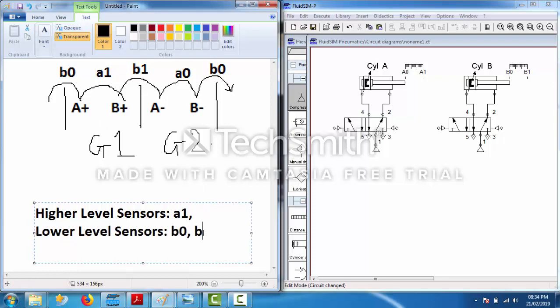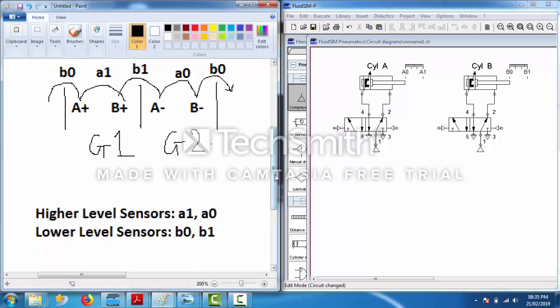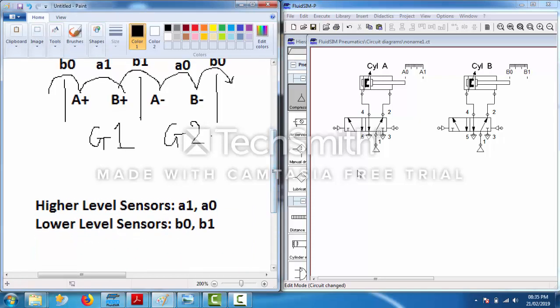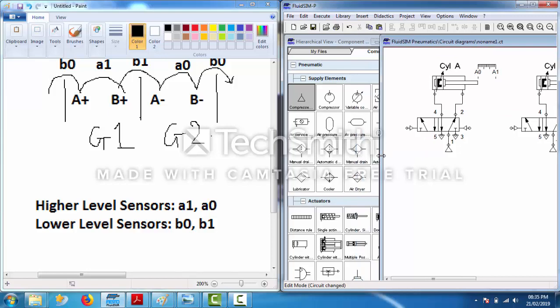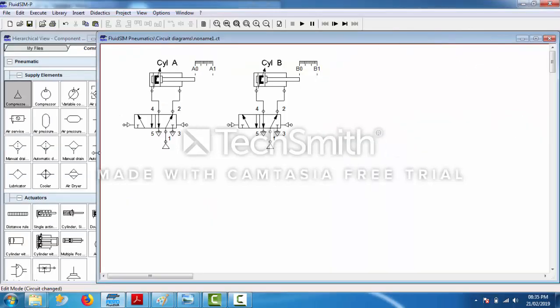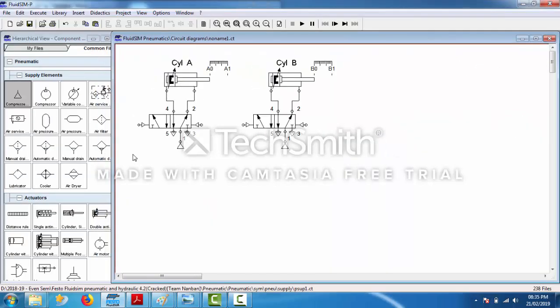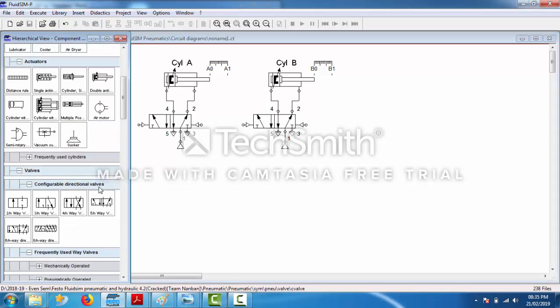So it is a lower level sensor. And A0 is staying in the same group, so it is a higher level sensor. Okay. A1, A0, B0 and B1. So we have the levels of all four sensors. Now we will draw them in our circuit. We have a total of 4 sensors.